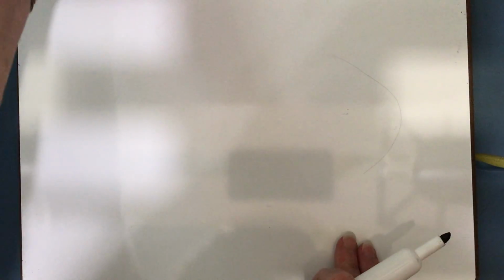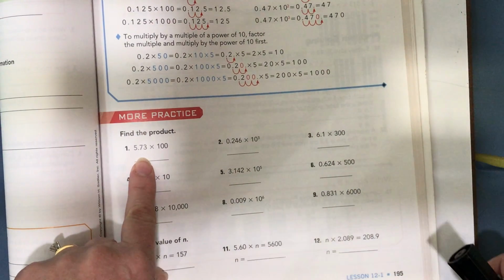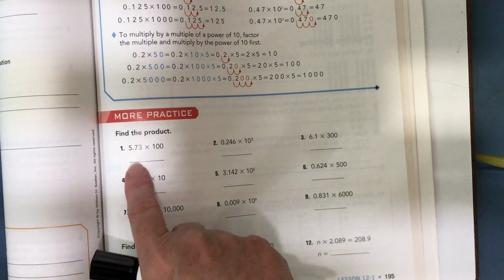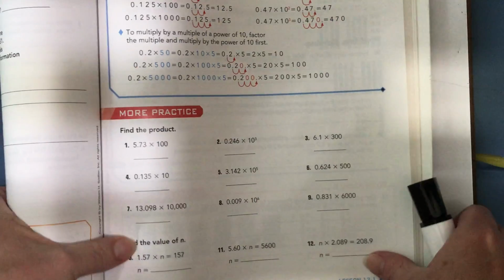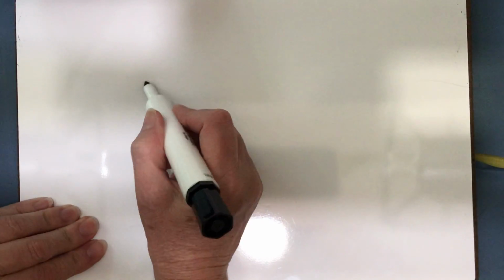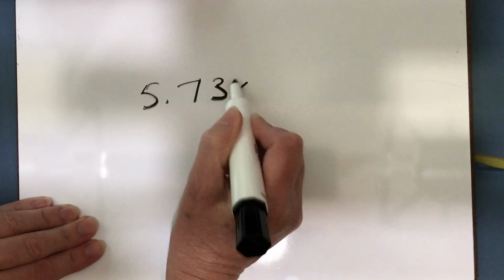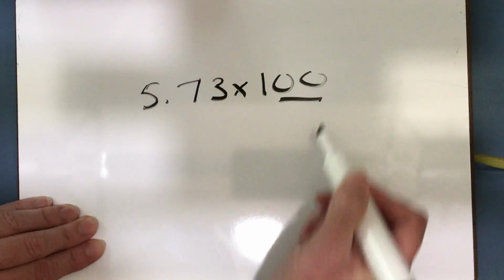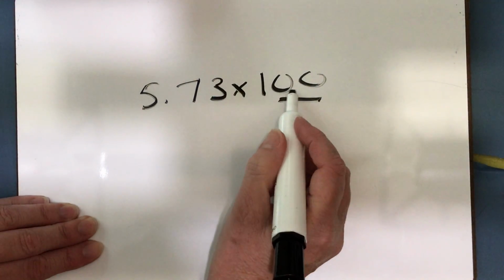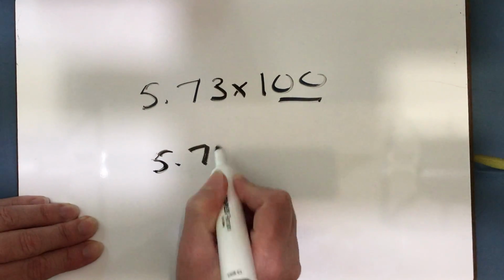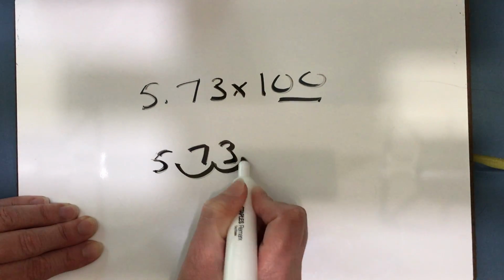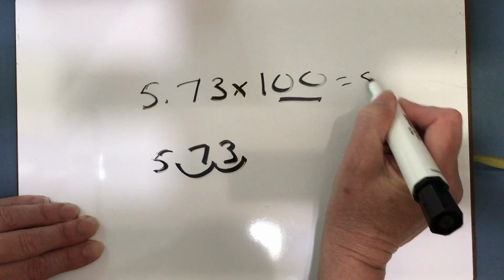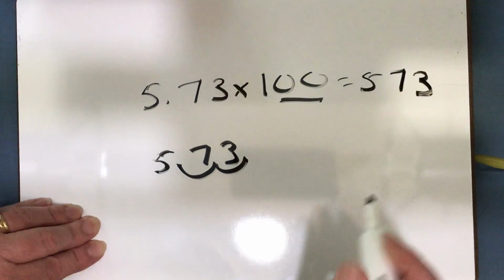So I'm going to do some examples here on page 195 to prepare you for 196, which is the page you're going to do. So here it just says find the product, which we know means multiply. So 5 73/100 times 100. I have 2 zeros, so I'm going to move my decimal point to the right 2 places. So it's here, and I go 1, 2. So now that equals the whole number 573. Okay, let's look at number 2.